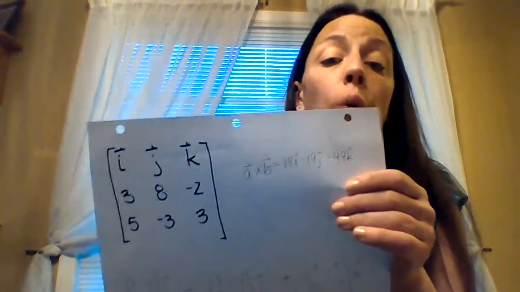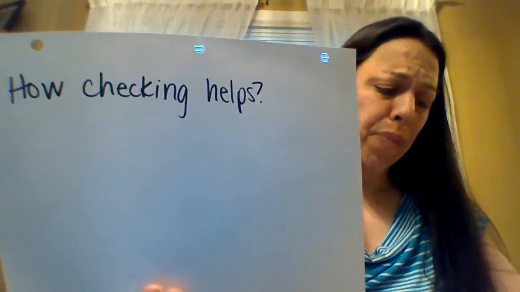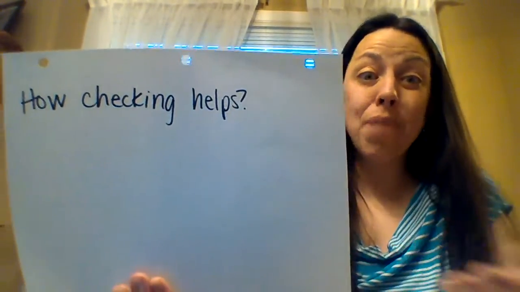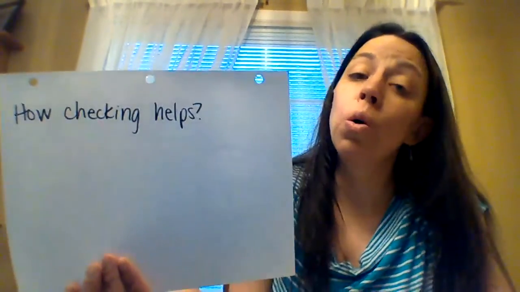All right, so just real quick, I'm going to remind you of a few things, and then we're going to check. Here's the deal. Sometimes when people are doing stuff, they're like, man, that 49 is really big. Maybe I did something wrong. So how checking helps? Checking goes real quick, okay? And so I got to tell you something.